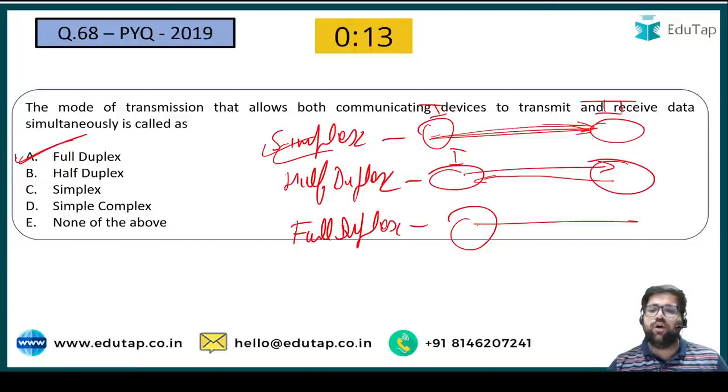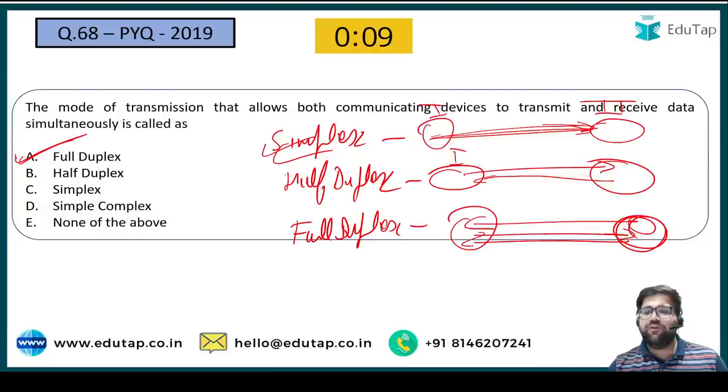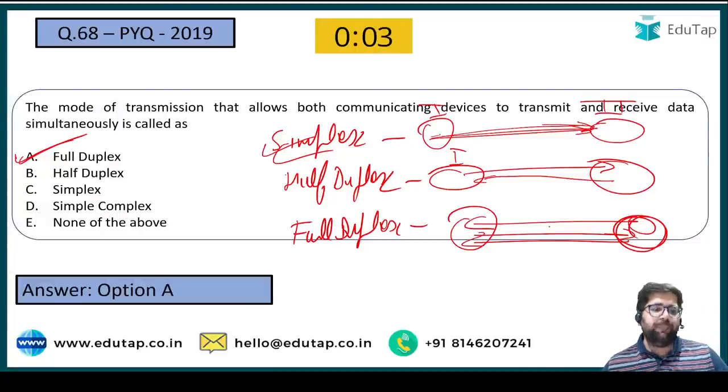Full duplex is all about information exchange. Both parties will give equal information to each other simultaneously. That's why the answer was A. Yes, very good, Nilesh. Good example.